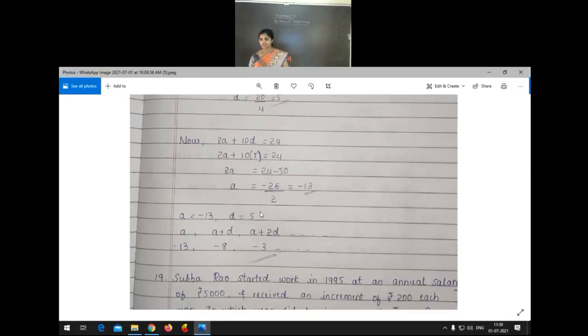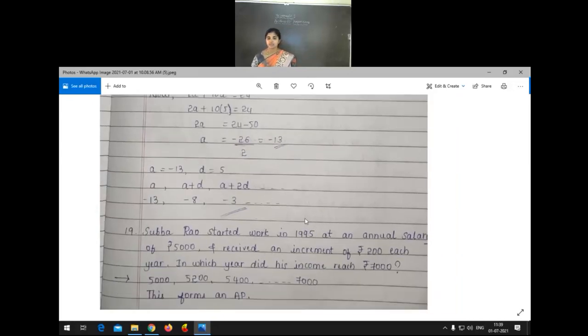Can you write the first three terms of the AP? Yes, of course. Take the general form: A, A plus D, A plus 2D. A is minus 13. A plus D: substitute minus 13 plus D, 5, which is minus 8. Then A plus 2D is minus 13 plus 2 into 5. After the simplification, minus 3. The first three terms of the AP are minus 13, minus 8 and minus 3, and so on. Got the idea of this problem now?